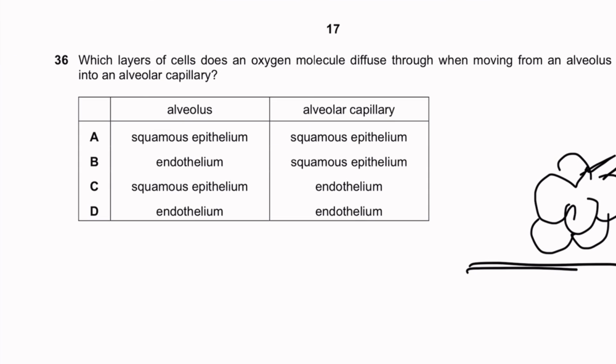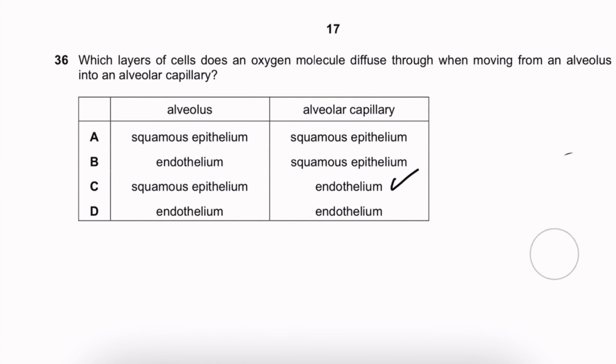Now, the question is saying which layers of cells does an oxygen molecule diffuse through? In an alveolar capillary, you have to know that it's only going to contain endothelium. Yes, endothelial cells are going to be the ones. I don't know why I did the drawing, I feel like it's useless now. Okay, next we have the alveolus, obviously squamous epithelium.